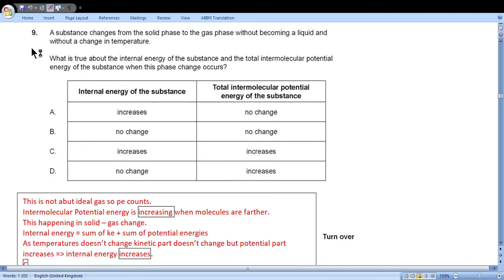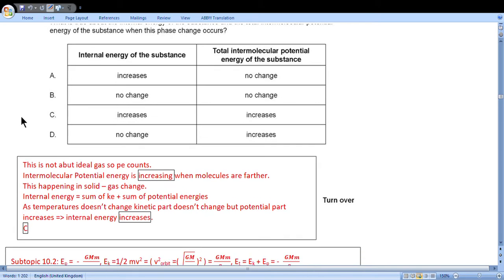Question 9. A substance changes from solid phase to the gas phase without becoming a liquid and without change in temperature. What is true about the internal energy of the substance and the total intermolecular potential energy of the substance when this phase change occurs?